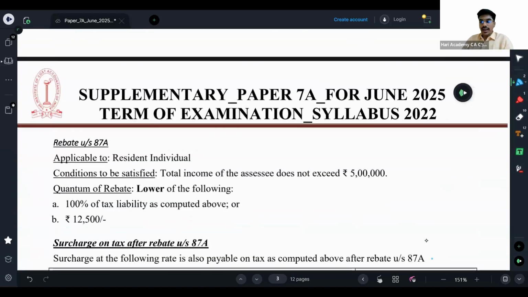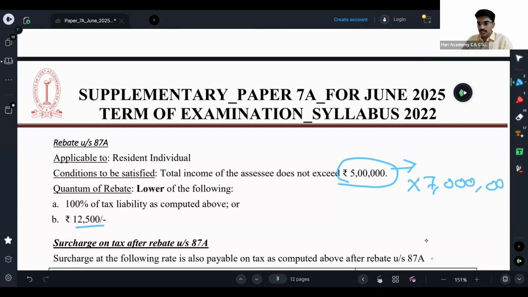Here the rates of rebate which is given under section 87A, it is up to 12,500 or the percentage of tax liability, and your income does not exceed 5 lakhs. So here you have a rebate only up to rupees 5 lakhs, and it is not up to rupees 7 lakhs. This is to be remembered. It is not 7 lakhs.